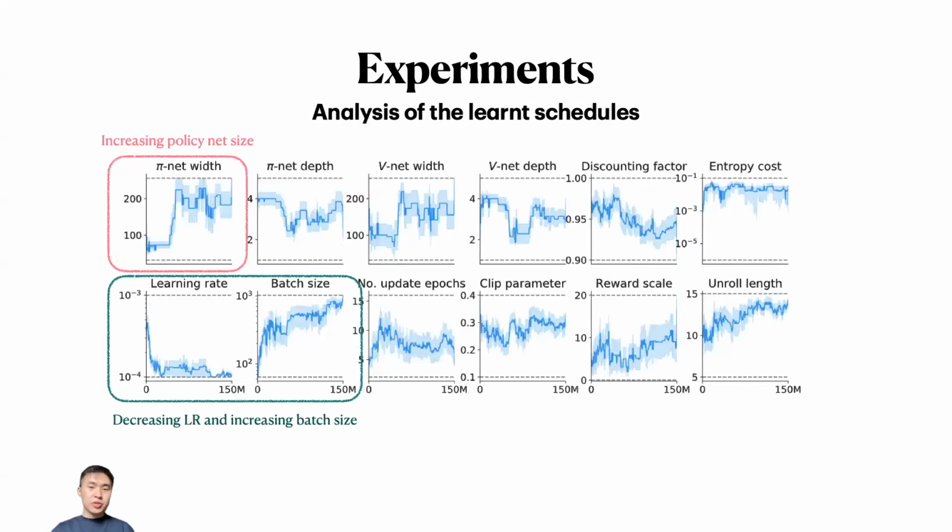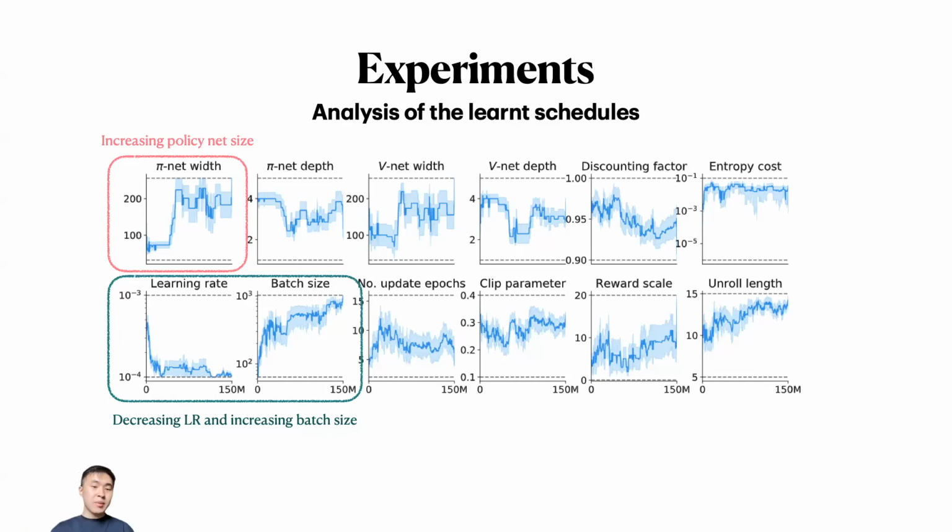And finally, we also investigate the learned schedules. Here I'm showing the schedules of architectures and hyperparameters learned by BGPBT on the ant environment. On the architecture side, we do observe that BGPBT is selecting architectures with increasing policy net size as training proceeds. This matches our intuition that in an early stage of training, a smaller architecture is maybe favored to ensure fast learning, but at a later stage, we want to increase the network size so that we can model more complex behaviors.